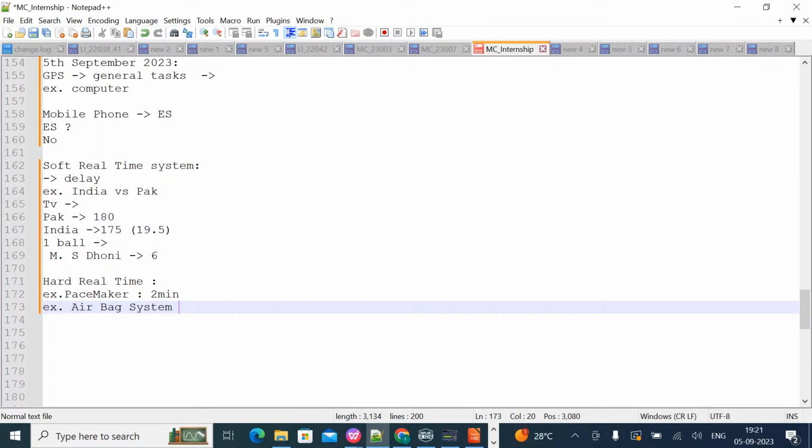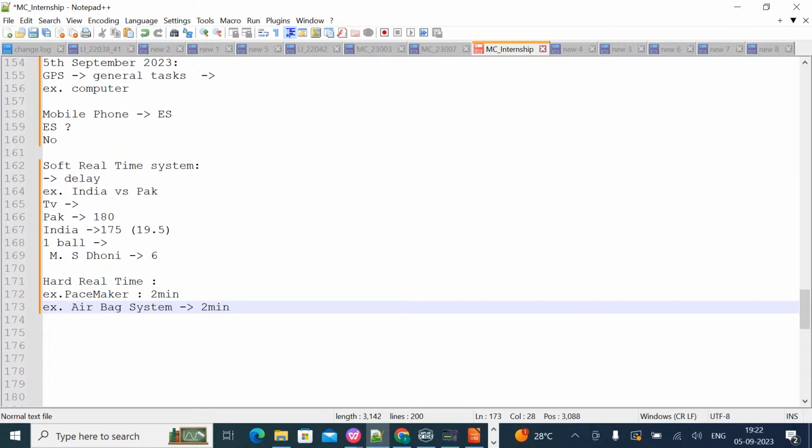So what is the expectation? Don't you think that airbag system has to come out immediately? It has to take the action immediately. Now let's say the airbag itself is not coming out for 2 minutes. What happened? Is there any use of the airbag to save the human life in this case if it's not taking the action? No use. You understood my point.